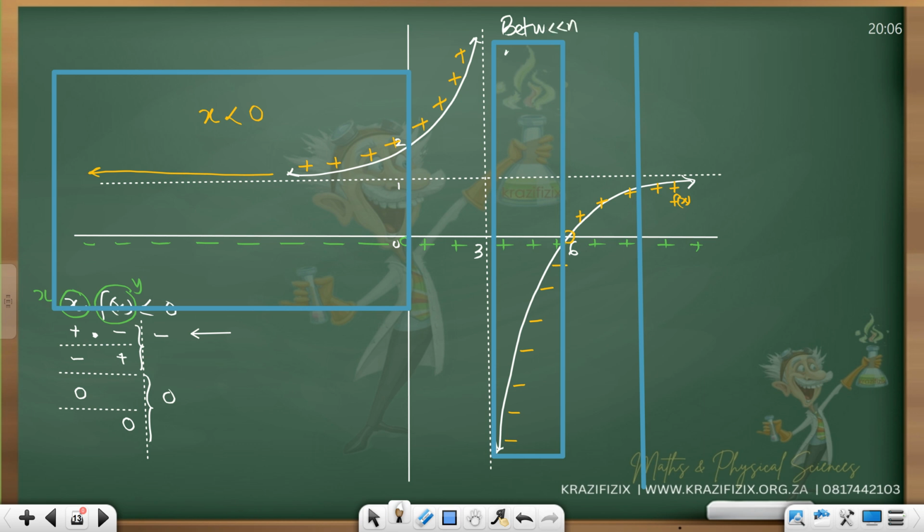Between 3 and 6. Once I write between, look at what my answer would be. x is less than, like that. So I have two answers. At this point, my answers will give me negative. But the examiner said also equal to 0.